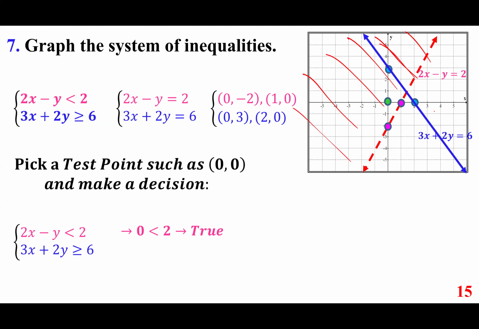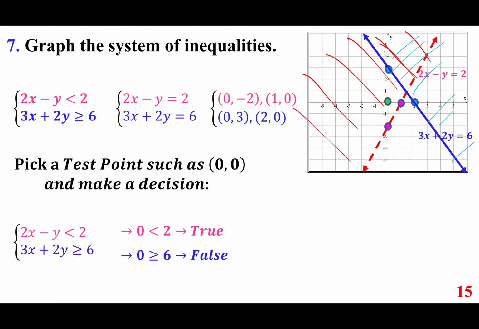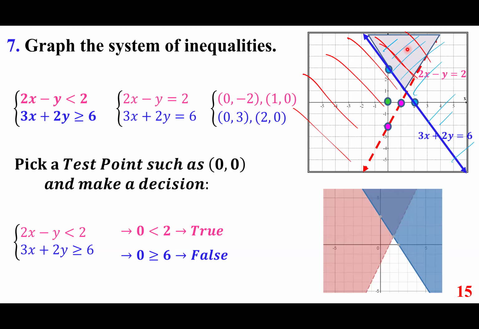So never mind the blue line. For the blue line, it's a false statement. So that side does not work. It's the opposite side that works. Now the red and blue shaded region, they come together right here. So here's red, here's blue. This is where everything comes together, and that's where the solution is.